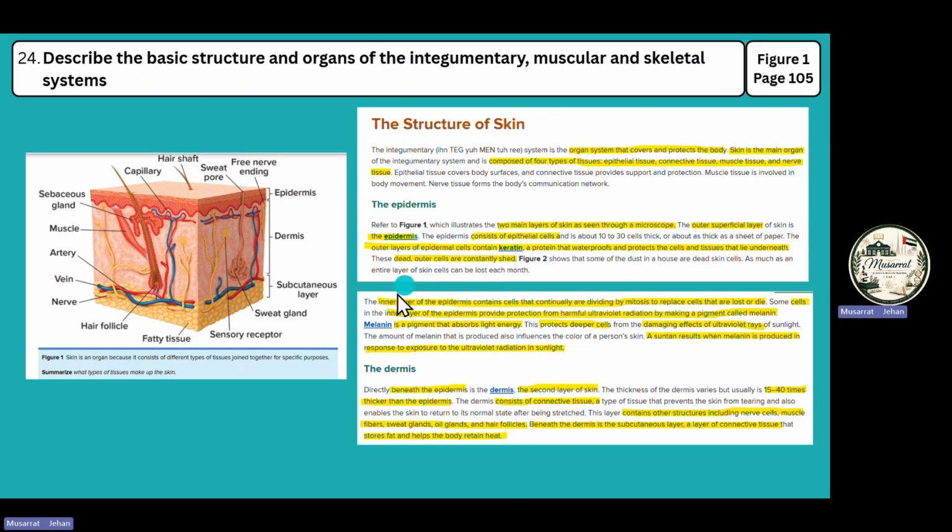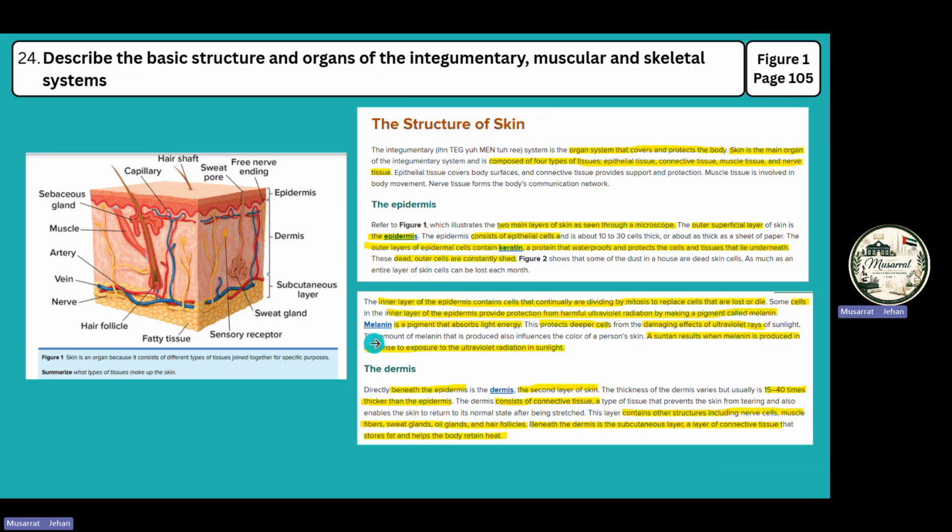The outer one is called the epidermis. It consists of epithelial cells, and the cells here contain keratin. Keratin is a protein that makes it waterproof and protects the cells and tissues that lie underneath. The outer cells are dead and are continuously shed from the skin. The layer just below can keep making new cells and replace the dead and worn out cells. The inner layer contains cells that are continually dividing by mitosis and replacing the damaged and dead cells.